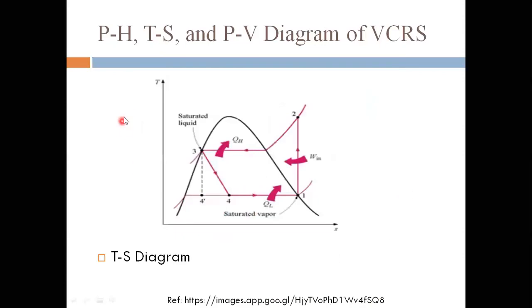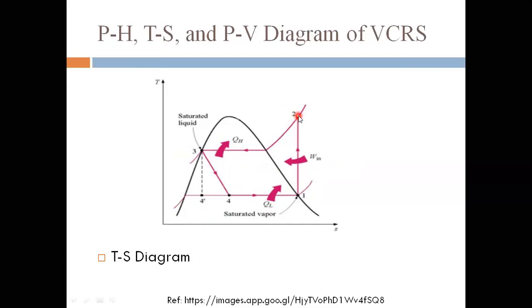Now the TS diagram. In the TS diagram, we concentrate on temperature and entropy. This is a theoretical cycle. There is a change in pressure and a change in entropy. In 1 to 2, the isentropic process, the temperature as well as the pressure increases. This is the pressure line of the condenser, this is the pressure line of the evaporator, and this is the temperature. 1 to 2 is the compression process, so the temperature increases.